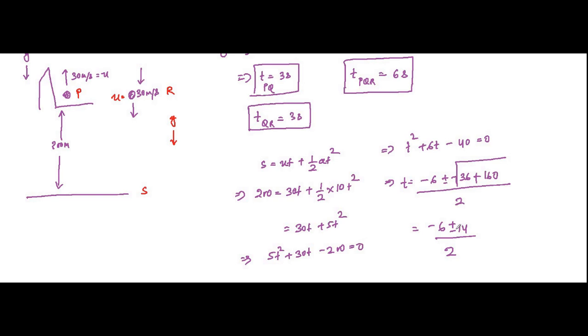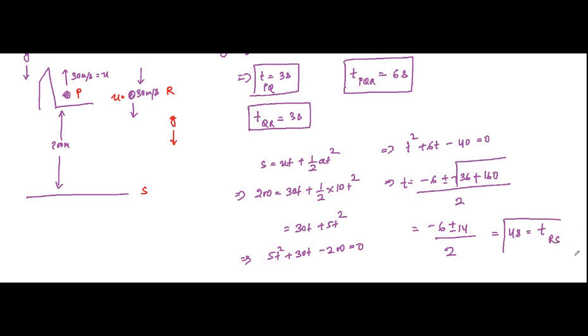Time cannot be negative, so we have to consider plus 14. 14 minus 6 is equal to 8, 8 by 2, that is equal to 4 seconds. 4 seconds, which is the time for the journey from R to S.